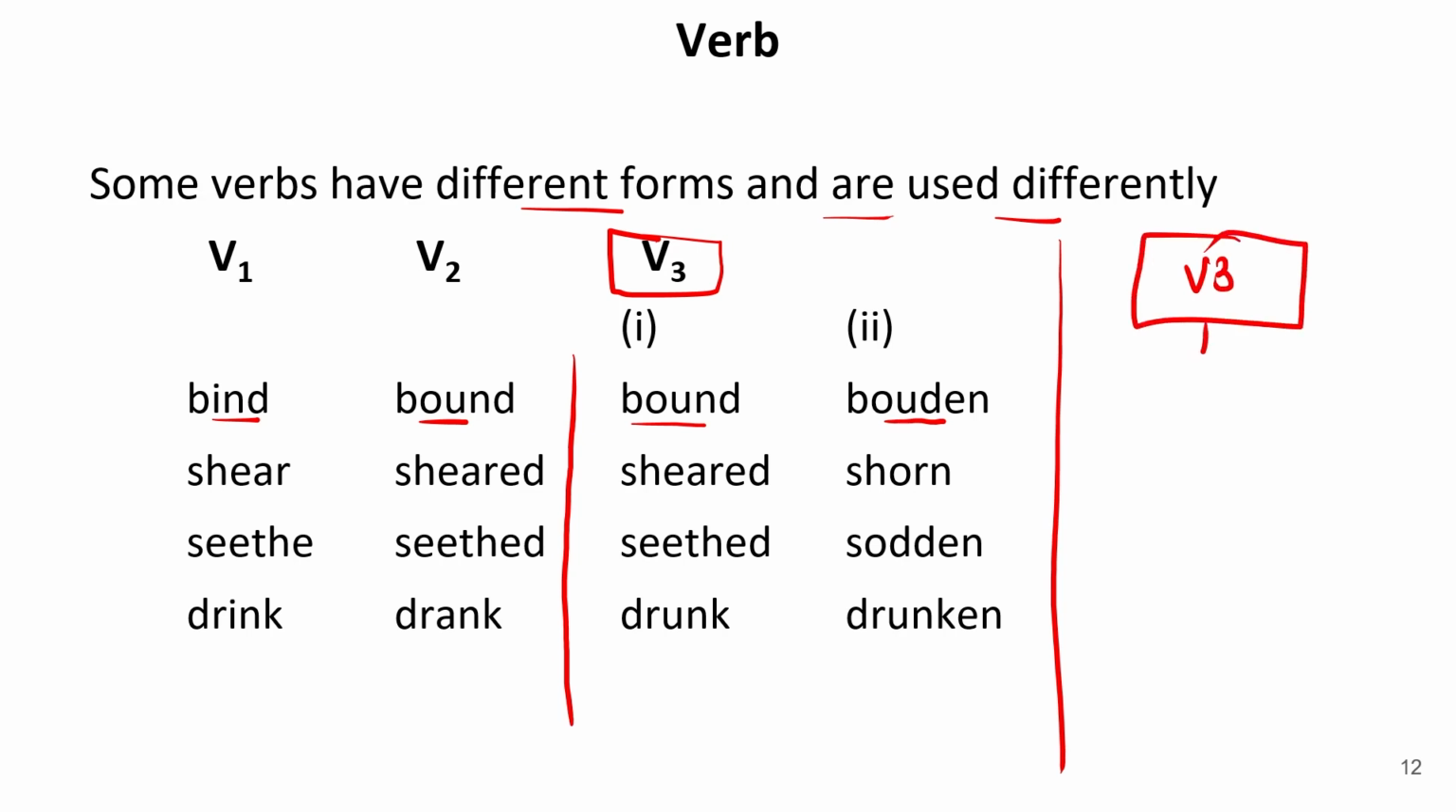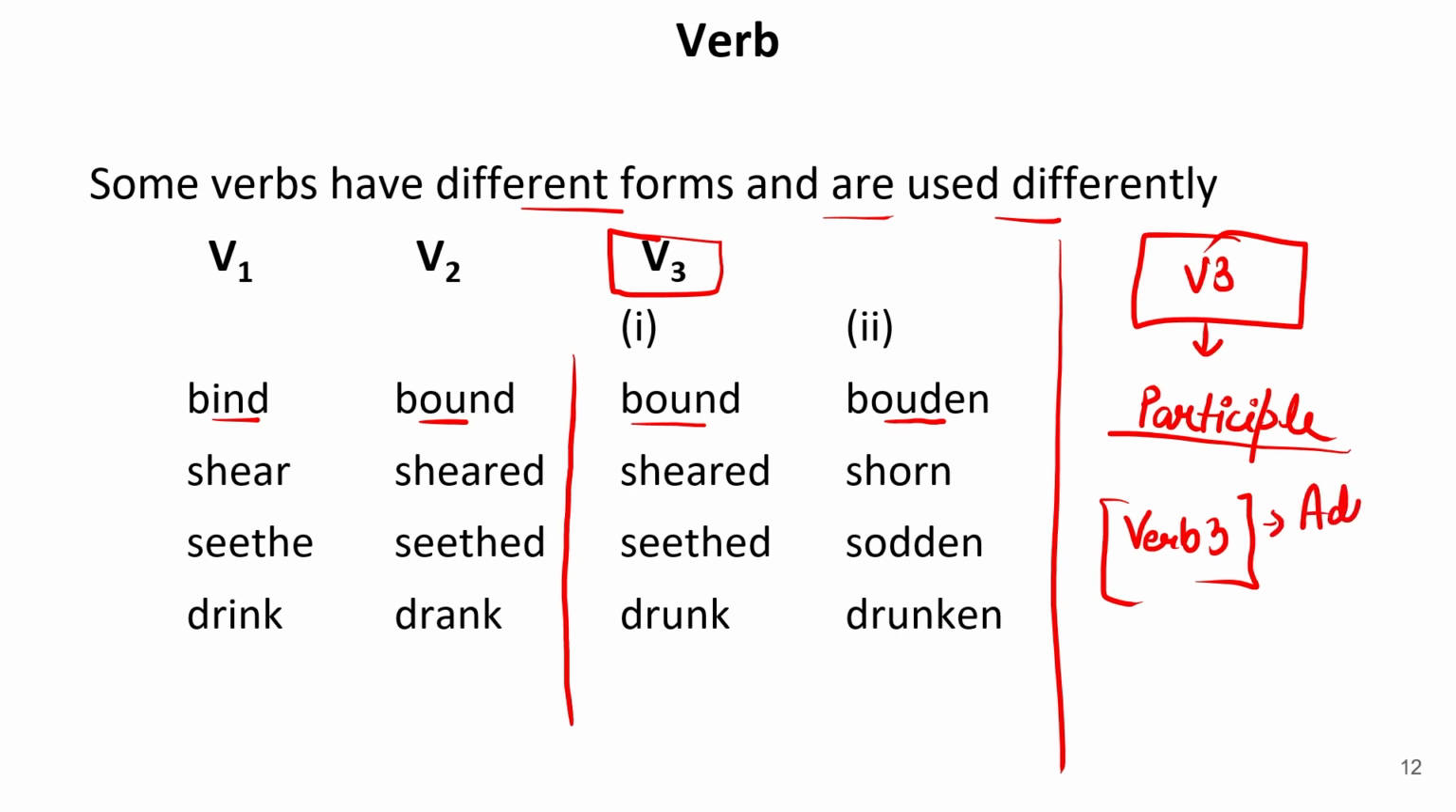For example, if I write verb in the third form, it is verb third form. We also use this as participle. Now, what is this participle? Basically, if a verb or a word which looks like a verb is in its third form and it is behaving like an adjective, it means if you see a verb but it is doing the work of an adjective, that is known as participle.